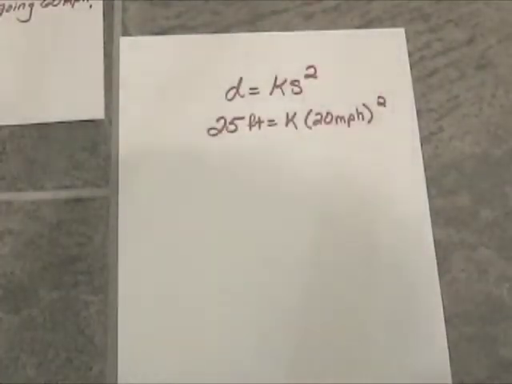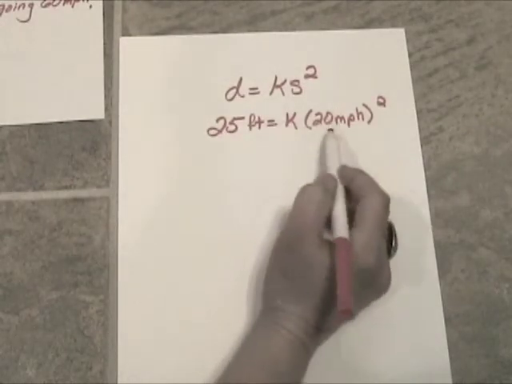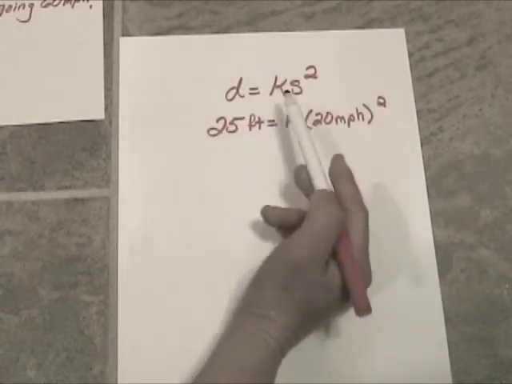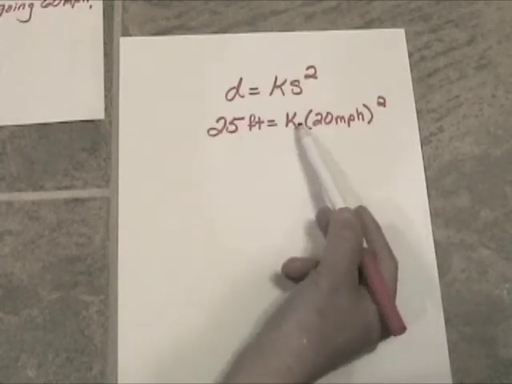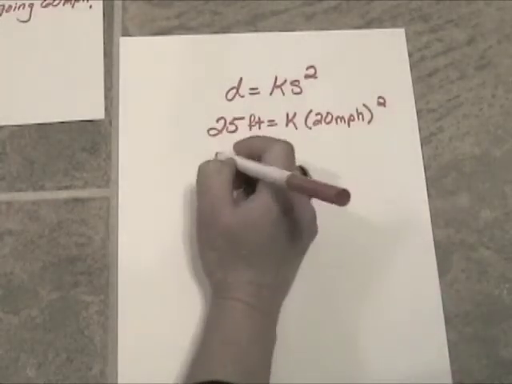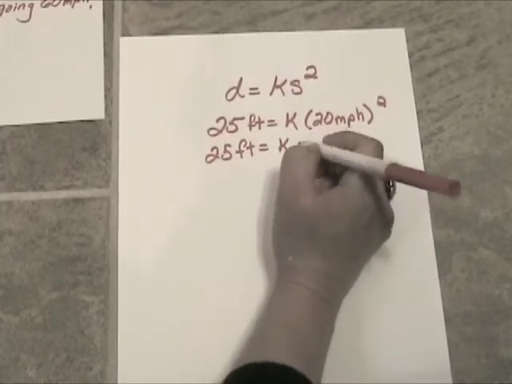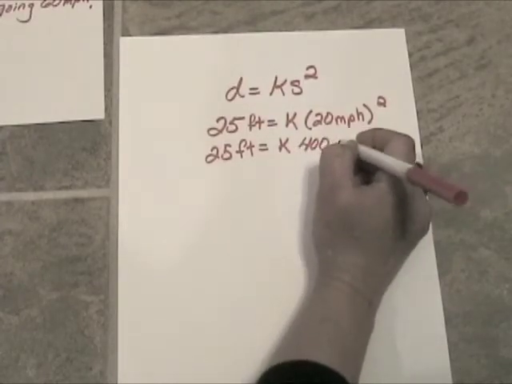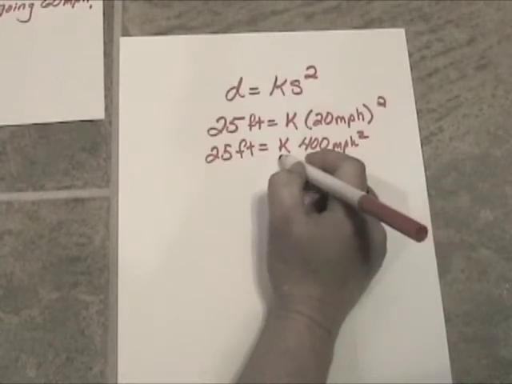Alright, let's plug in the information we know. It's going to take her 25 feet to stop her vehicle if she's traveling 20 miles per hour. So plugging that into our direct variation equation looks like this. Now, before we can solve this for K, we're going to have to do this squaring here. So when we do that, we'll get 25 feet is equal to our constant of variation times 20 miles per hour squared, which is 400 miles per hour squared. Now, to solve for K, all we got to do is divide by 400 miles per hour squared.